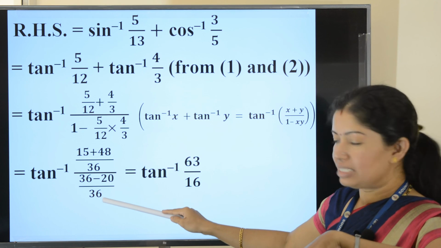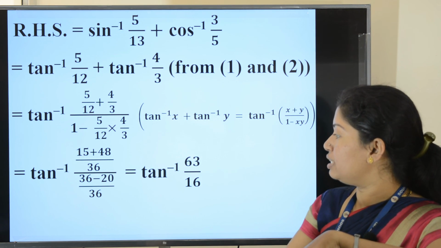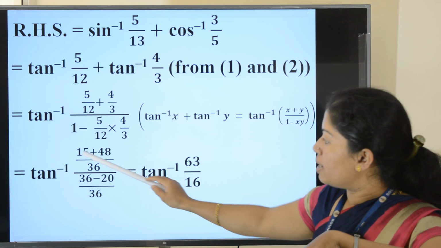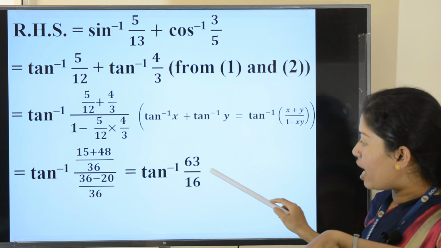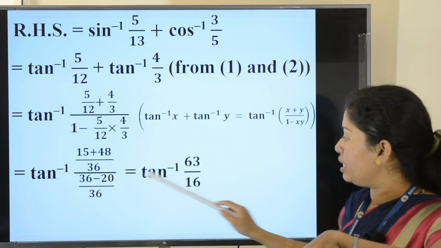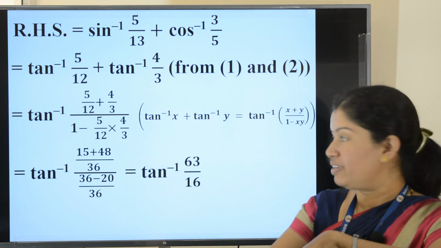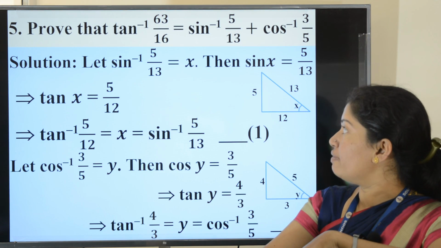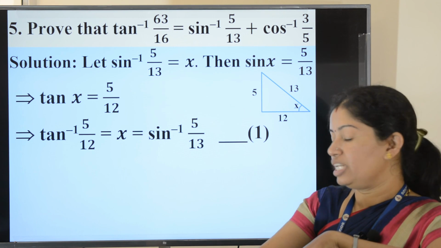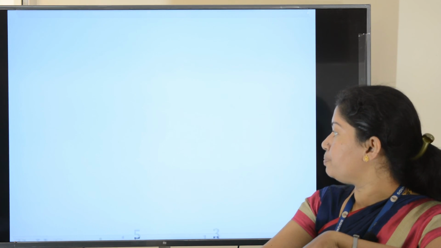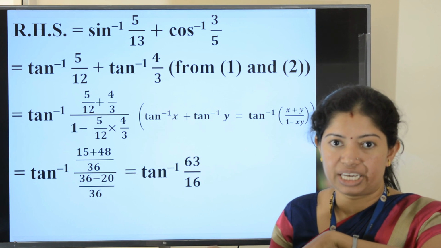You can cancel these 36, so you are left with tan inverse of, add these two, 15 plus 48 will give you 63, divided by 36 minus 20, which is equal to 16, which is nothing but our left hand side. You can see here in our left hand side we have tan inverse of 63 by 16 and we got here tan inverse of 63 by 16.